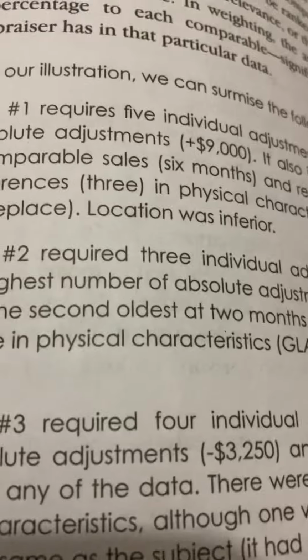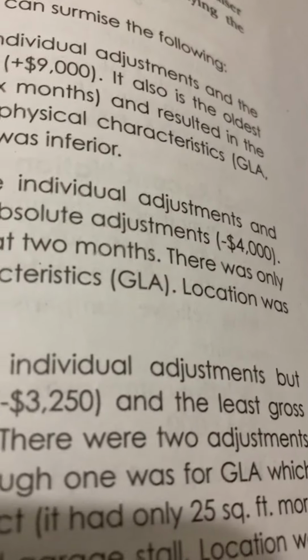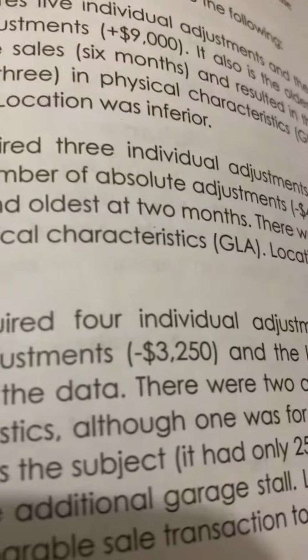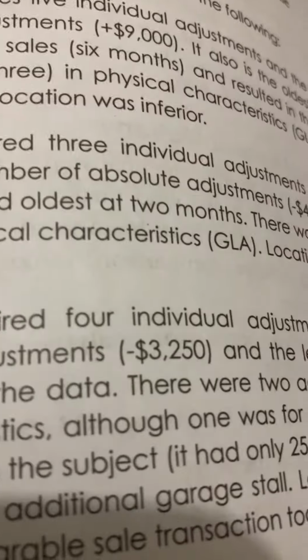Comp 2 required 3 individual adjustments and the second highest number of absolute adjustments, minus $4,000. The sale was the second oldest at 2 months. There was only one difference in physical characteristics, gross living area.